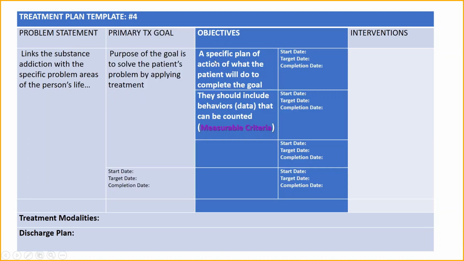The objectives are specific action plans on what the patient will do. They are small measurable steps that will help the patient complete this overall goal, and they should include certain behaviors or data that can be counted. That is what we call measurable criteria.